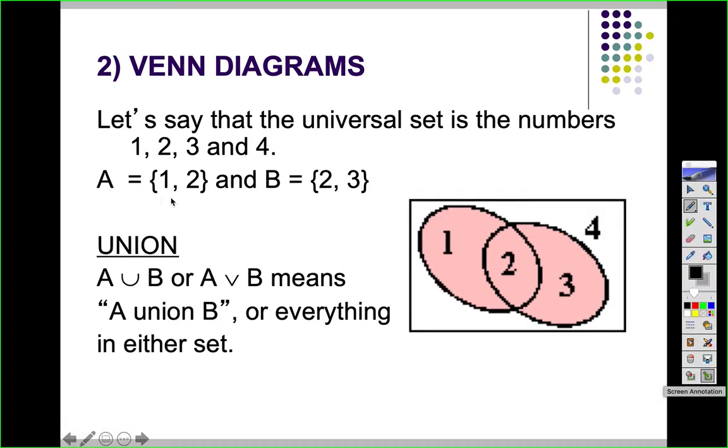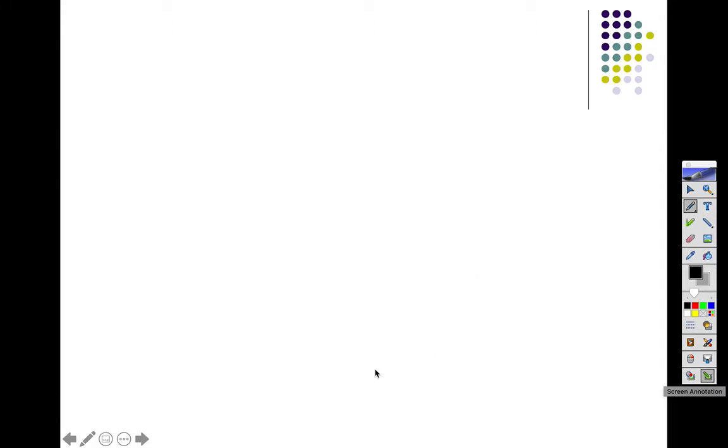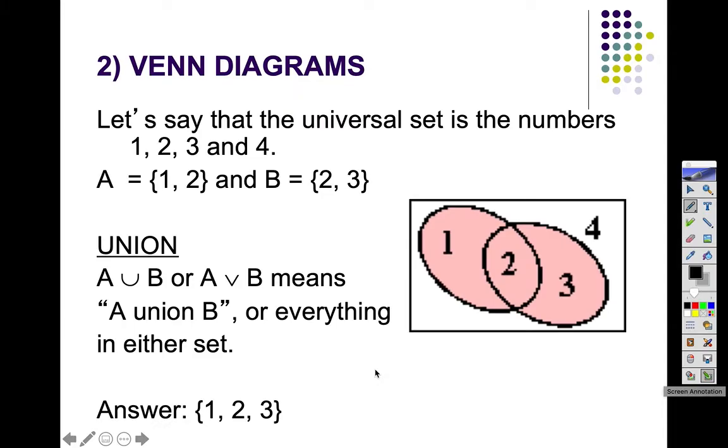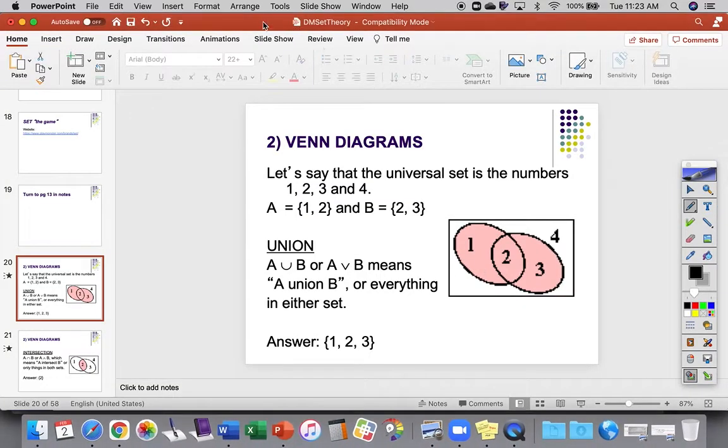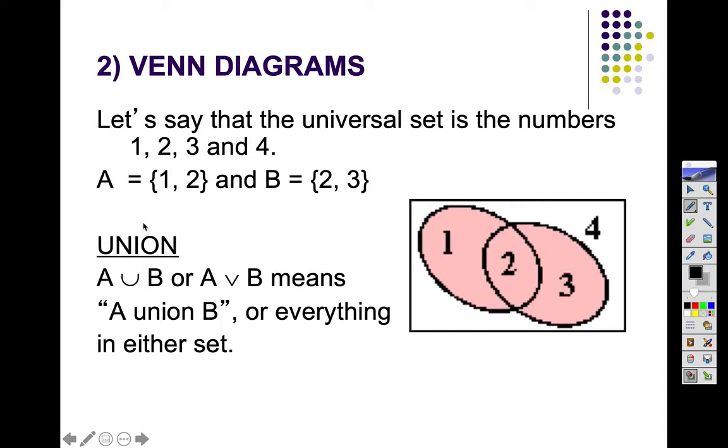Look, 1 and 2, you can see this left circle has the 1 and 2, because that's set A. This right circle has set B, it's 2 and 3. 2 is in the overlap, that's why 2 is in both sets. And 4 is the only other option, so 4 is in the universe, the box, but 4 is not in either of the sets.